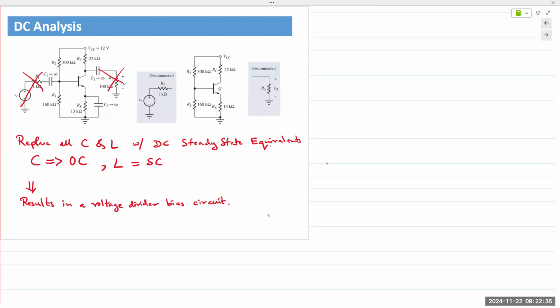And that's it. Then we analyze it by applying KVL. You can find the voltages and the currents present in the circuit due to the applied DC voltages VCC and VEE if present. So that's one half of the analysis.